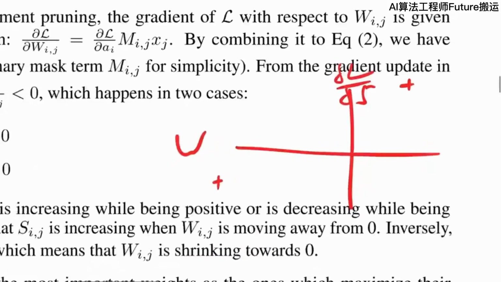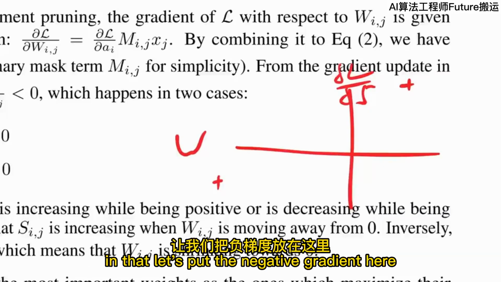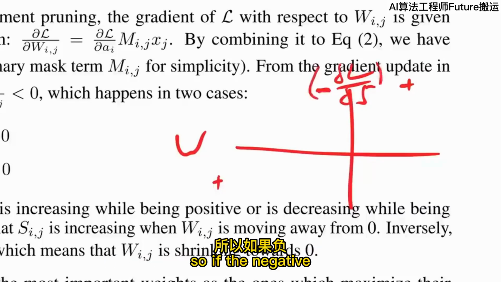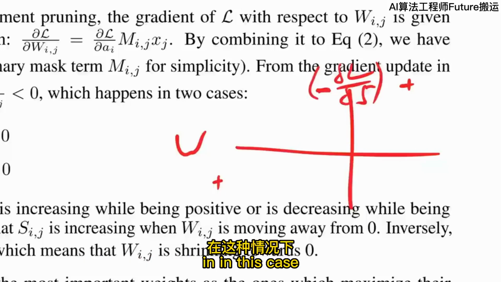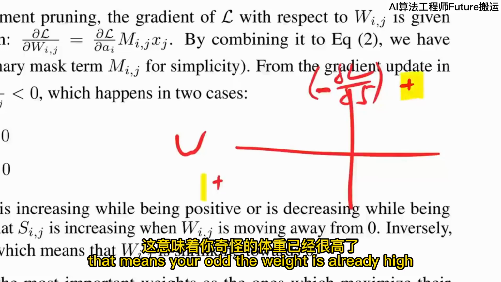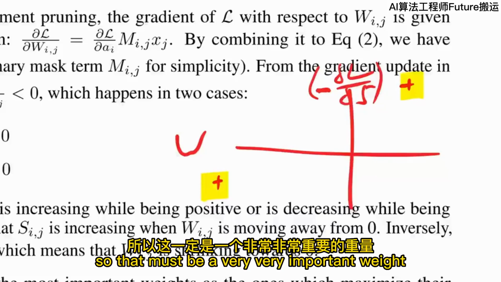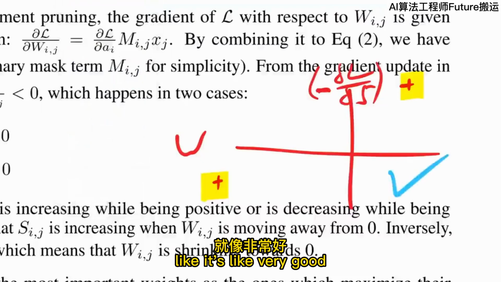So you increase the loss function in that, let's put the negative gradient here, because you do gradient descent, right? So if the negative gradient is positive and the weight is already positive in this case, that means the weight is already high, but now the loss function wants to push it even higher. So that must be a very, very important weight, right? Like it's very good.